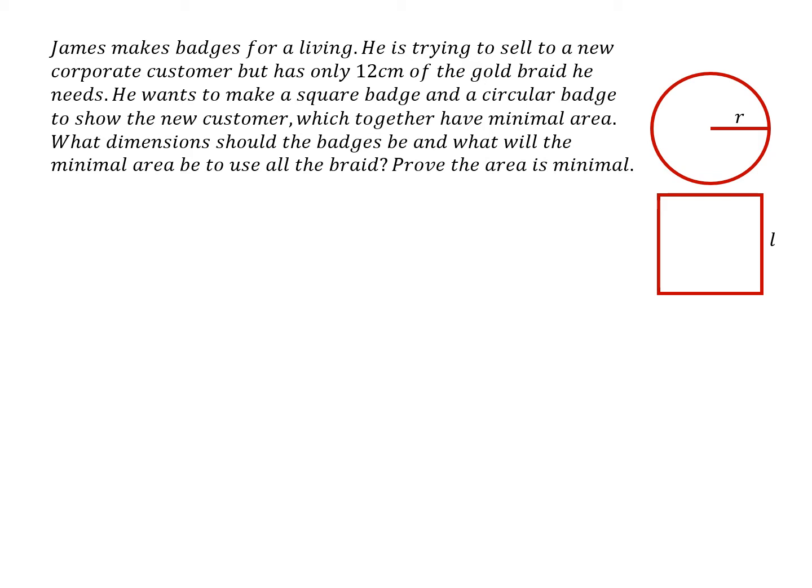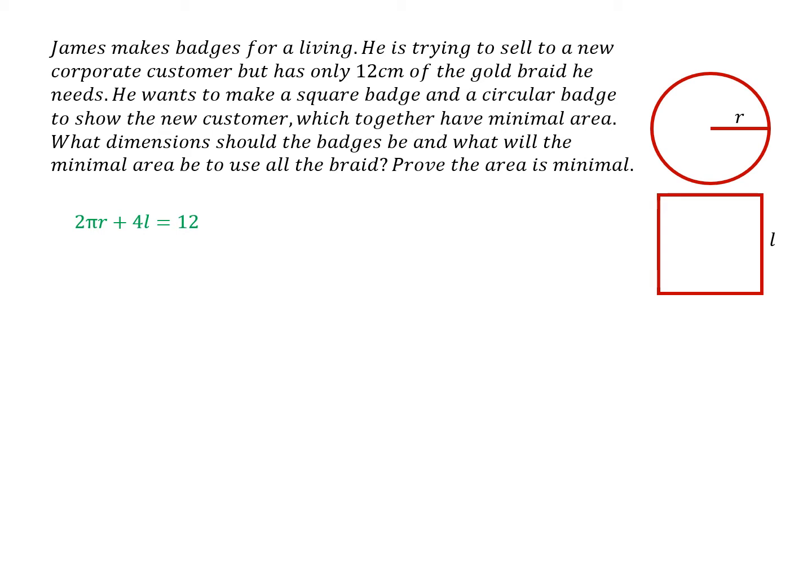So I can write down an equation now which is equivalent to the fact that we've got 12 centimeters of gold braid to go around the edges, and he wants to use all the braid. So the circumference of the circle plus the perimeter of the square must add up to 12. I'm not quite sure yet what I want to do with it, so I'll just park that there for a moment.